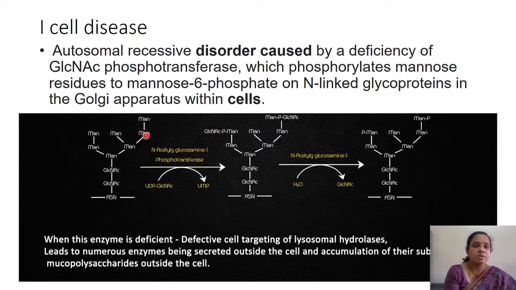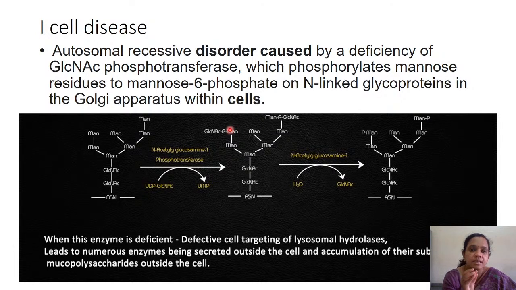So what is happening here? There is a deficiency of the N-acetylglucosamine phosphotransferase enzyme, which phosphorylates mannose residues to mannose 6-phosphate. So these mannose residues are converted to mannose 6-phosphate. To this mannose, N-acetylglucosamine phosphate is attached first. So this reaction occurs in two steps.